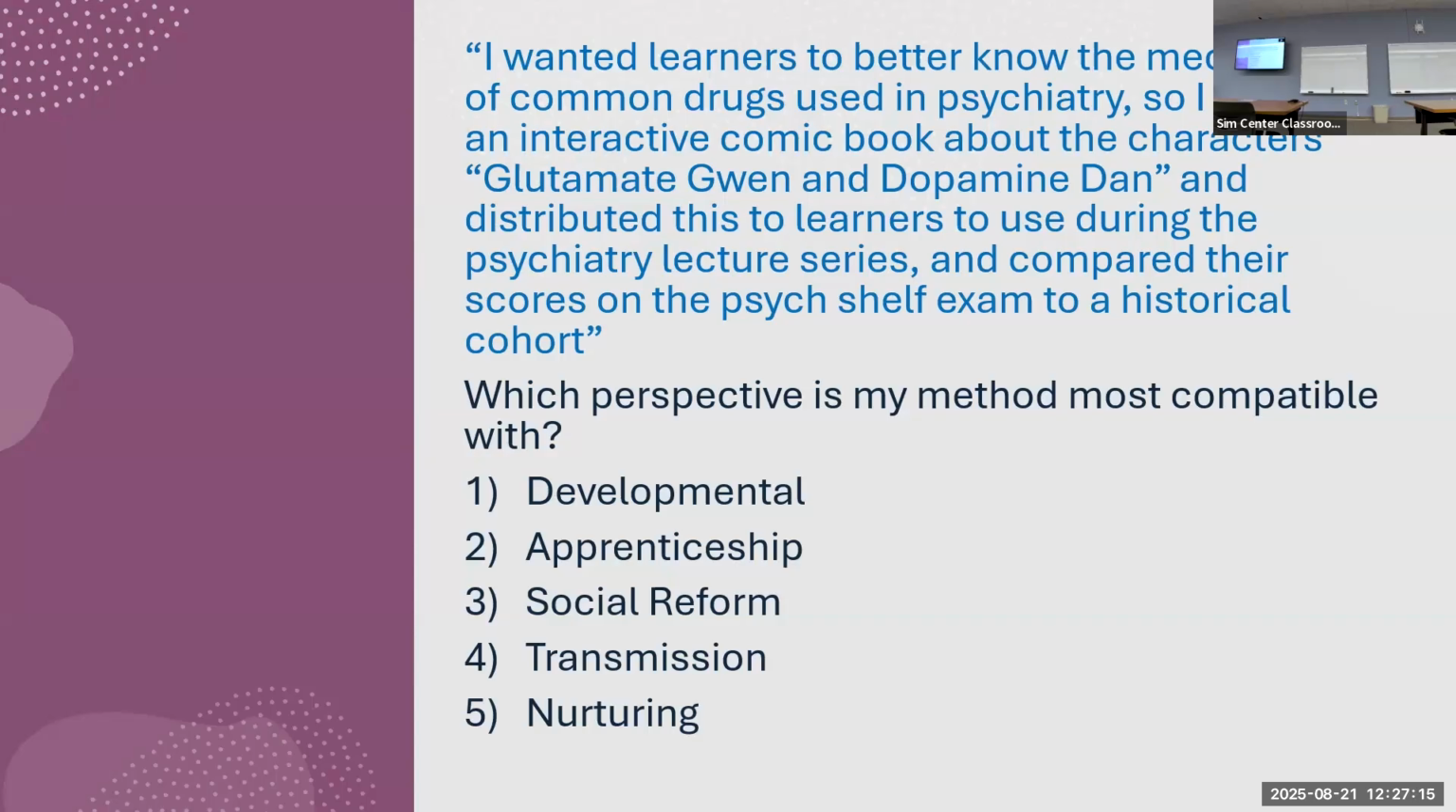Now, these questions are not super clean, and that's by design, but the question is a simple one. Which perspective is my method most compatible with? Developmental, apprenticeship, social reform, transmission, or nurturing? So you have your cheat sheets, which is the handout, so you have all the perspectives. I'm going to give you 3 minutes in your group. The rules are you need to reach consensus on one answer and one answer only. Be prepared to discuss why you think that answer is better than the others. Go. Folks on Zoom, we're sending you into the breakout rooms to reach consensus on an answer.